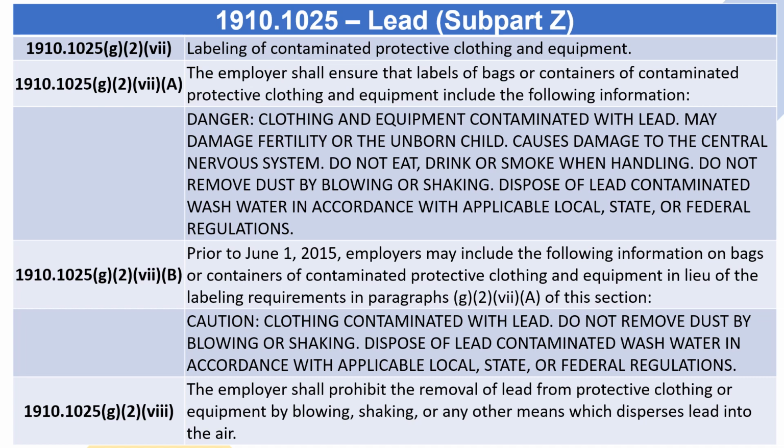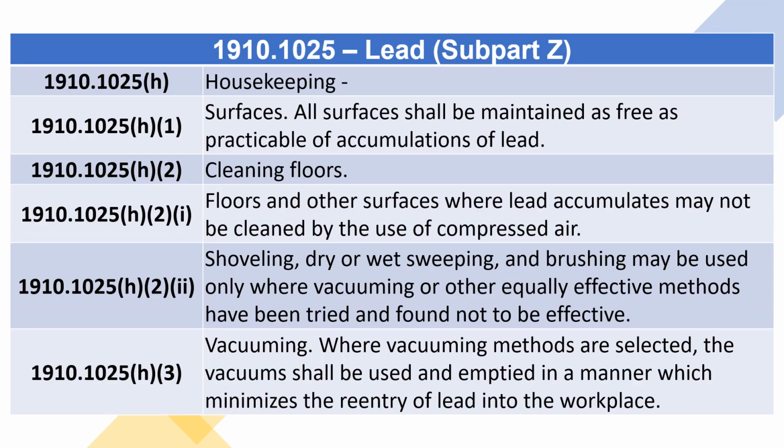1910.1025 G2(viii) The employer shall prohibit the removal of lead from protective clothing or equipment by blowing, shaking, or any other means which disperses lead into the air. 1910.1025 H. Housekeeping. 1910.1025 H1 Surfaces. All surfaces shall be maintained as free as practicable of accumulations of lead.